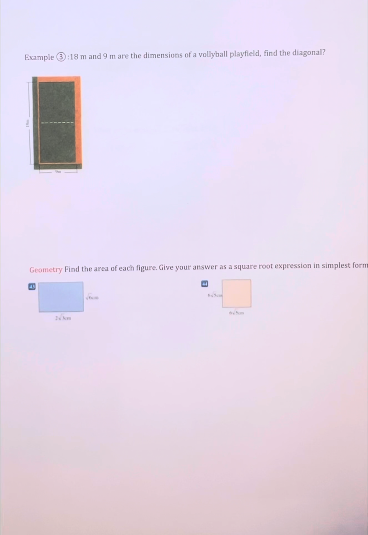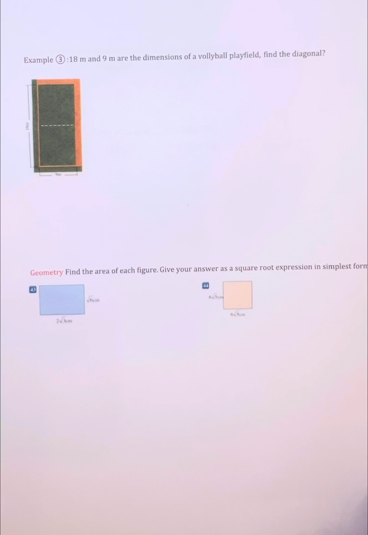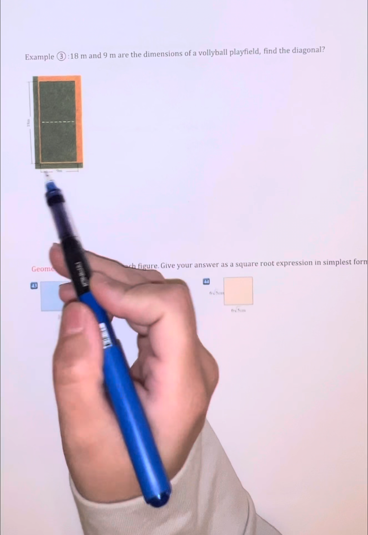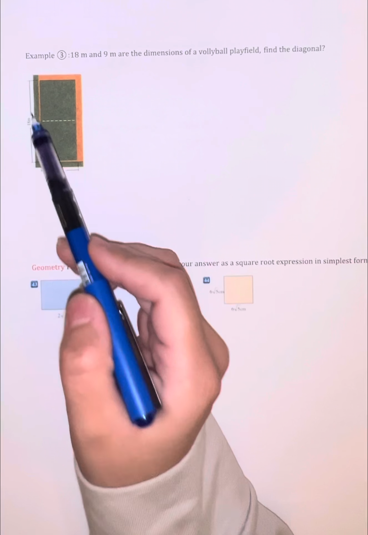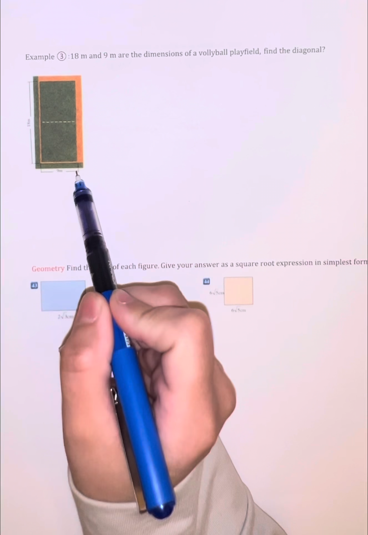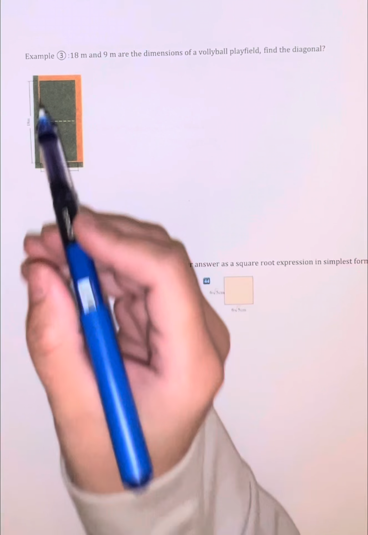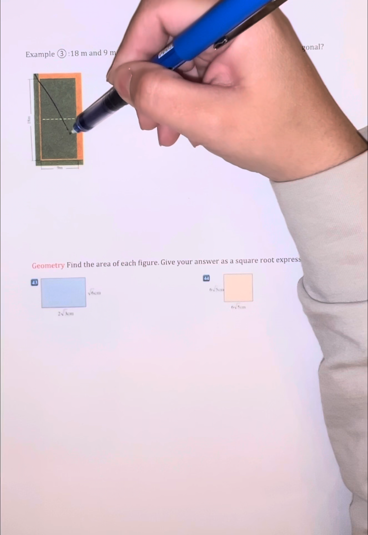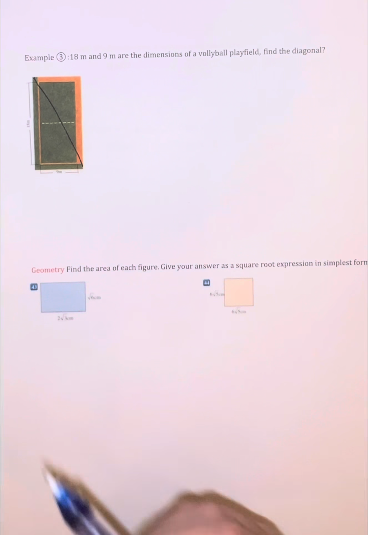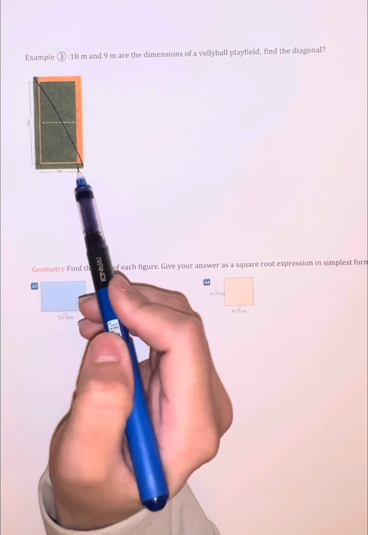Example 3. 18 meters and 9 meters are the dimensions of the volleyball playfield. Find the diagonal. This is the playfield. This is the length and this is the width, okay? The diagonal means if we connect two corners together. This is the diagonal, okay?